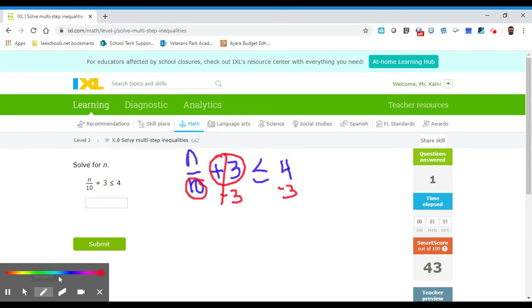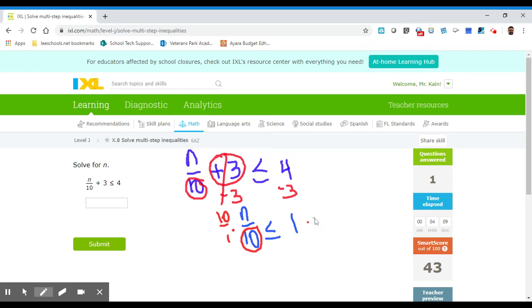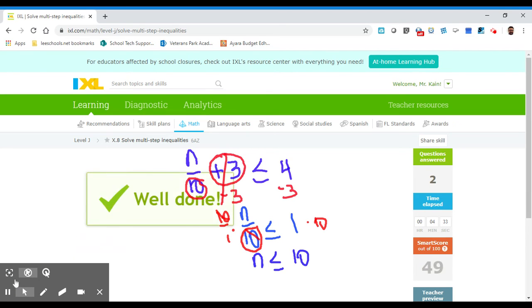Okay. What we're left with here is n divided by 10 less than or equal to 4 minus 3, which is 1. Okay, then we still need to get rid of this 10, and it's dividing the variable, so we're going to multiply. Multiply this. And when we do, that cancels to 1, and we have n is less than or equal to 1 times 10, or 10. Let's type it in and turn it in.